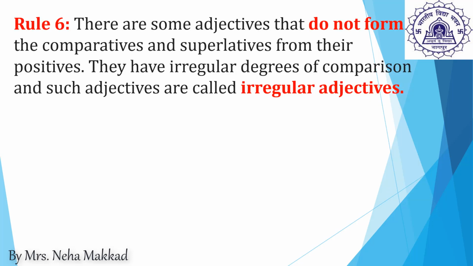So this rule 6 says that there are some adjectives that do not form comparatives and superlatives from their positives. Means all the three will be different from each other. The word will not be similar in the comparative and superlative degree. And what do we call them? They are the irregular degrees of comparison. And such adjectives are called irregular adjectives.